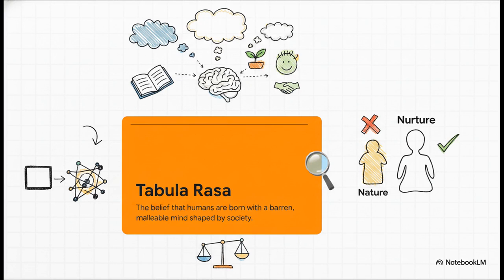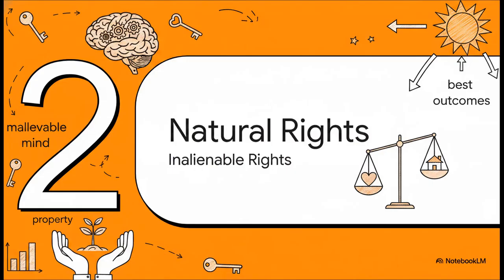Instead, every single facet of your character is something you observe, perceive, and learn via your senses while interacting with society. Biologically speaking, this heavily favors nurture in the classic nature versus nurture debate. And philosophically, it's incredibly powerful because it sets the absolute stage for human free will. We are completely malleable. That brings us right into Section 2, natural rights and property, focusing on our inalienable rights.